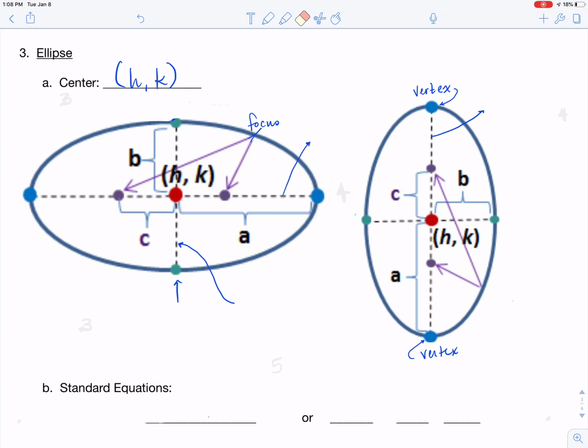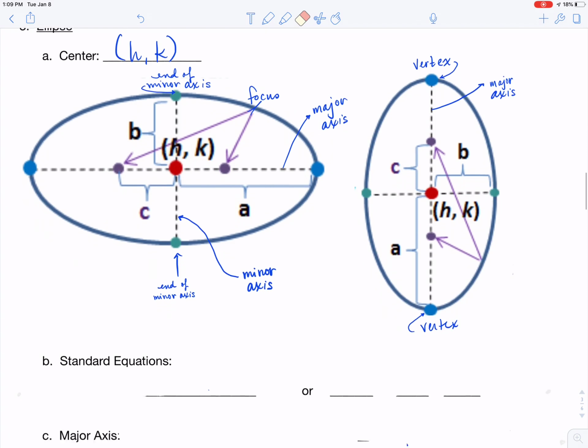The third thing to point your attention to is going to be the ends of the minor axis. Now, I haven't mentioned yet what the minor axis is, so let me go ahead and do that. The minor axis is the short axis. The major axis is going to be the long axis. The vertices are going to be at the end of the major axis, and the minor axis has ends of the minor axis, but we don't have a special point for those. So I know I did mark the major axis here on both of these. So those are all the parts of the ellipse.